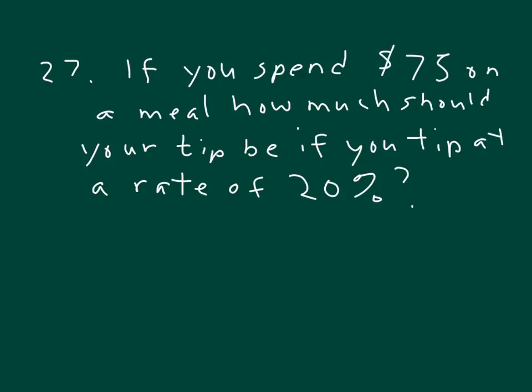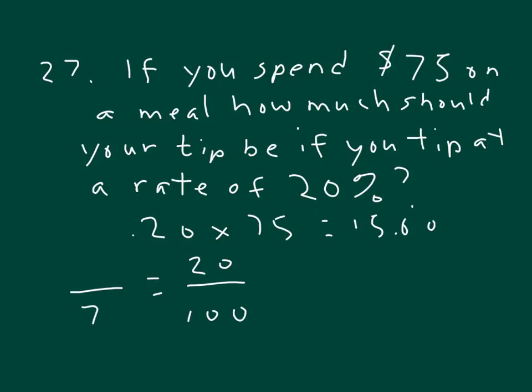Number 27, if you spend $75 on a meal, how much should your tip be if you tip at a rate of 20%? So you could say 20% of 75 and get the answer. It's one way to do it, quick way, probably my preferred way. 20% times 75, which would be $15 if you do the math. But you also might like, to be consistent and talk about part to whole equals percent. You want a 20% tip, so it's 20 over 100. The whole thing is 75. You don't see an of there, but you just have to figure that the whole thing is 75 and the tip is your part of it.